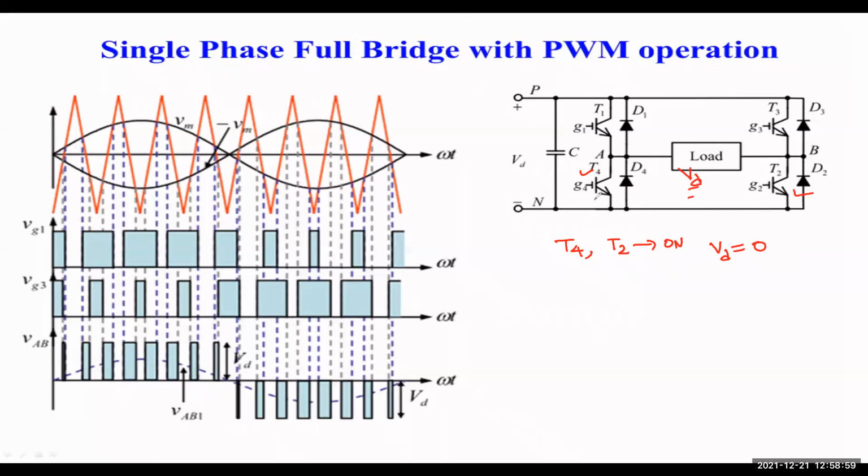And if T4 and T3 devices are turned on, okay, T3 and T4, that means the current flows and this polarity, called negative, is applied across the load. And if the other pair is turned on, this polarity is applied to this load, called positive.